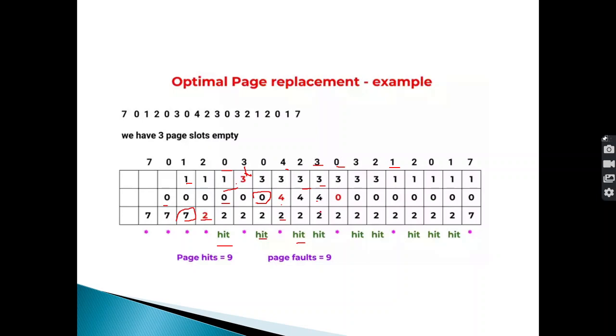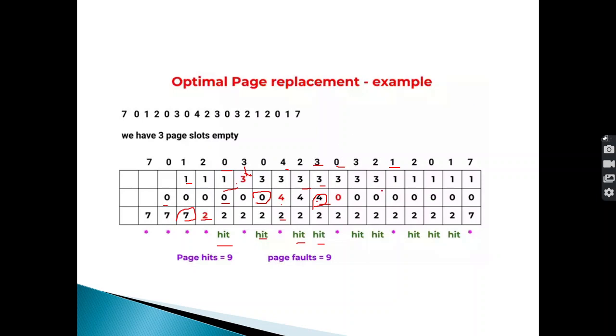Then again 3 4 followed by 2. So hit. Then I have to replace 0 and write 4. I have to replace because here 4 is not available. See, it may be used in the longest future. So 4 is not available, so I can replace 4 and write 0 here. So 3 followed by 0. Then 2 will be there. So this is also a page fault.